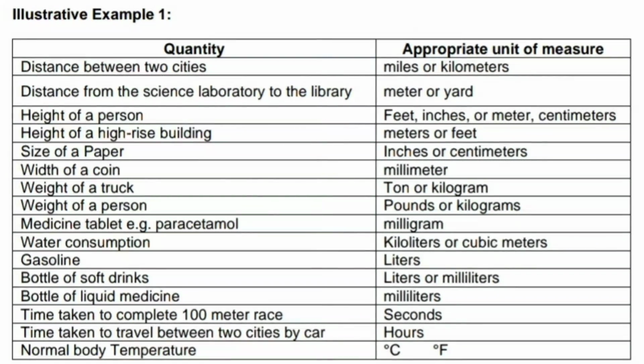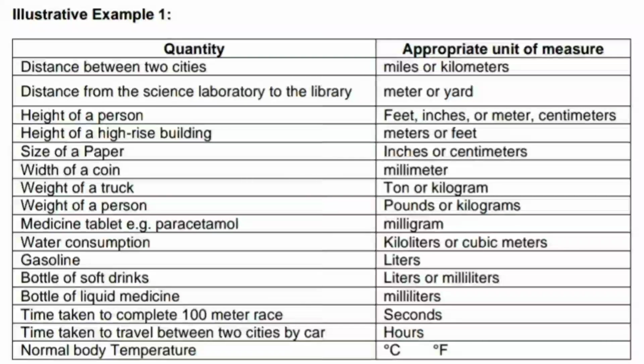Okay, so let's have illustrative example number 1. When we describe different physical quantities, it is best to use appropriate units of measure. Using other units of measure to describe a quantity gives either very small or very large number value. It becomes difficult to estimate the measure of a quantity if inappropriate units are used.